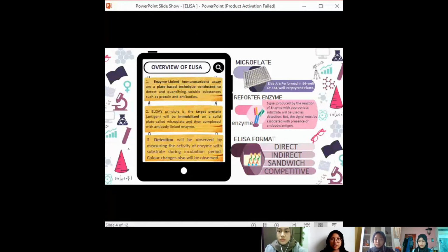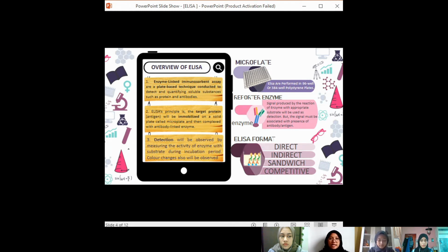Okay, next, the detection will be observed by measuring the activity of the enzyme with substrate during the incubation period. The color changes also will be observed. Okay, what is the enzyme used? The enzyme is called a reporter enzyme. The signal produced by the reaction of the enzyme with the appropriate substrate will be used as detection. But the signal must be associated with the presence of antibody or antigen. Hence, no antigen, no signal will be produced. Okay, ELISA has four formats: first, direct, indirect, sandwich, and competitive.